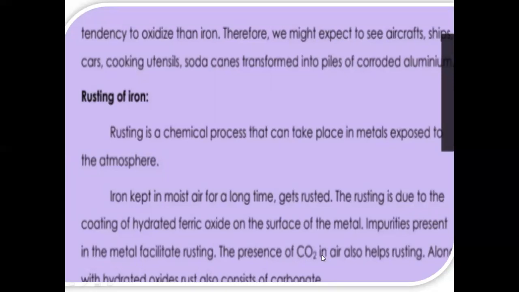Rusting of iron is an example of corrosion. Rusting is a chemical process that can take place in metal exposed to the atmosphere. Iron kept in moist air for a long time gets rusted. The rusting is due to the coating of hydrated ferric oxide on the surface of the metal. Impurities present in the metal facilitate rusting. The presence of carbon dioxide in air also helps rusting, and along with hydrated oxide, rust also consists of carbonates.